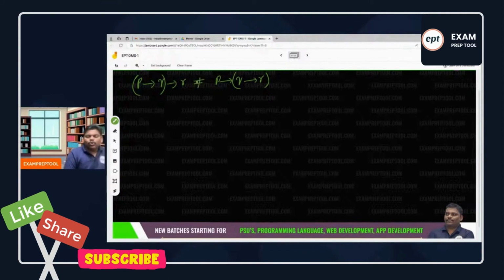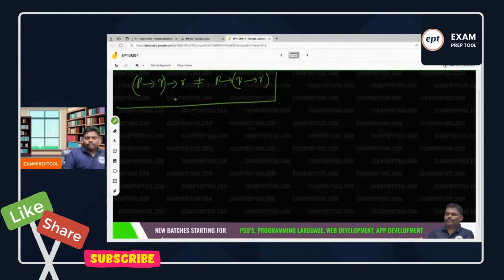Not. Both are not equal. This is right. Associative property, implications fail. Careful. Associative property, implications fail. Please be careful. Now listen, one small thing I will say. With this it is over.